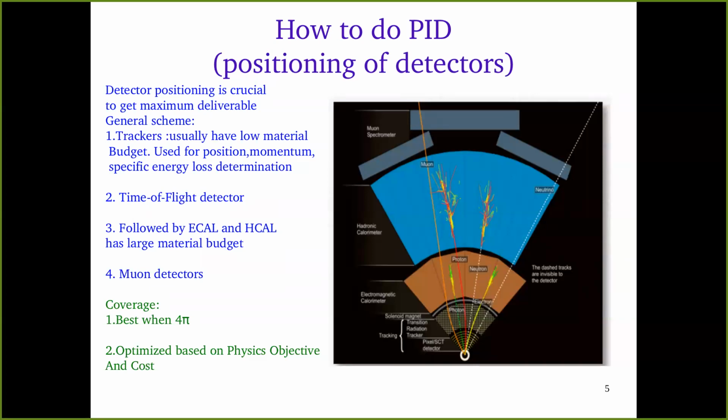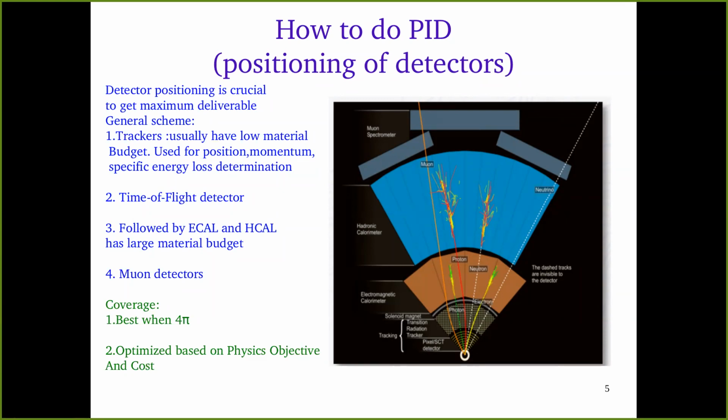So the general scheme or layout for positioning the detectors is that the trackers, which are generally low material budget detectors, are placed ahead, meaning they are placed close to the collision vertex or the collision point. Then you have the time of flight or TRD, whatever they are, which are also, quote unquote, low material budget detectors. They are placed after the tracker.